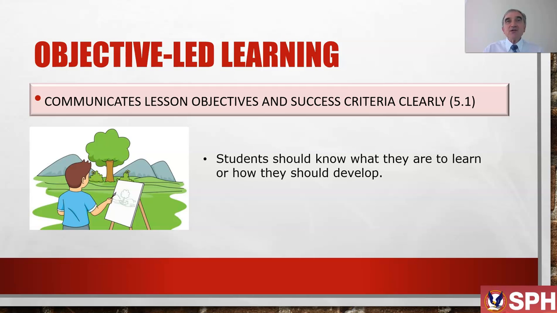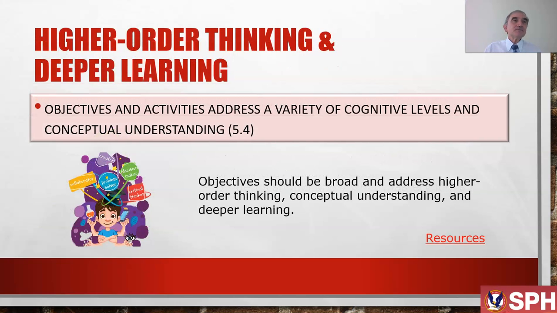Students should know what they are to learn and how they are to develop. So that's what you're looking at. Are the objectives for the lesson clearly communicated, and do the students know what they're supposed to do and what it's supposed to look like when they've done it? The third element is what I would call higher order thinking and deeper learning. Objectives and activities address a variety of cognitive levels and conceptual understanding. So the objectives should be broad and address higher order thinking.